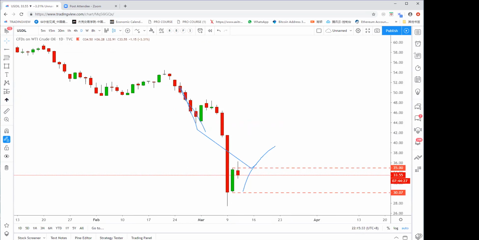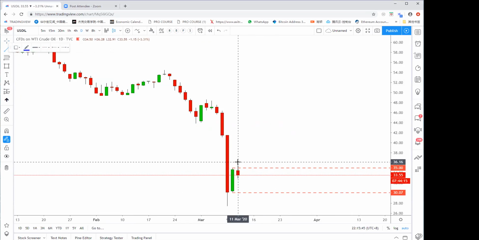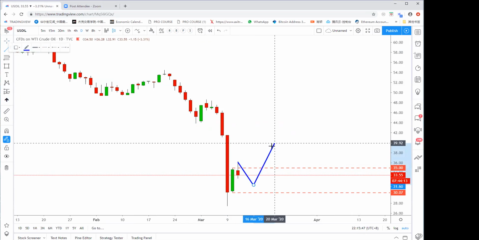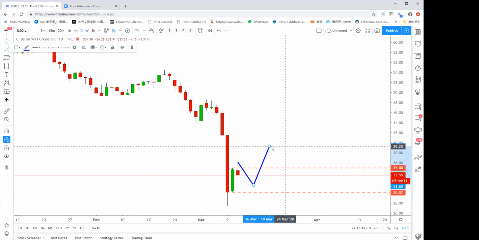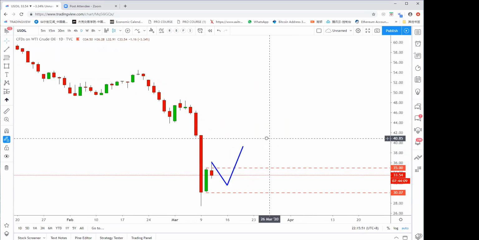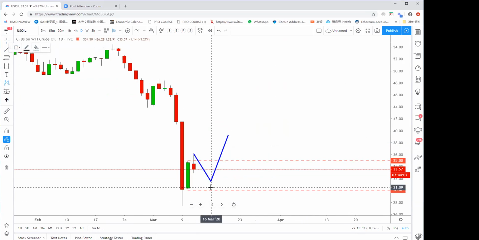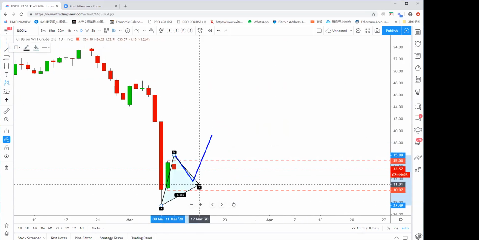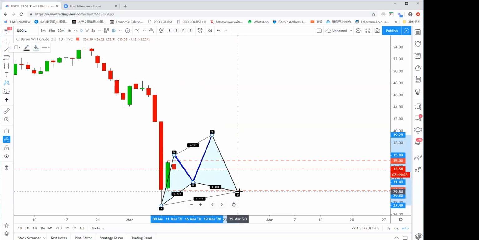But you can find the lower opportunities to get this buy from here by using another 618. This would be included as the first target. And then it could form another harmonic pattern like this, like a cypher pattern here.